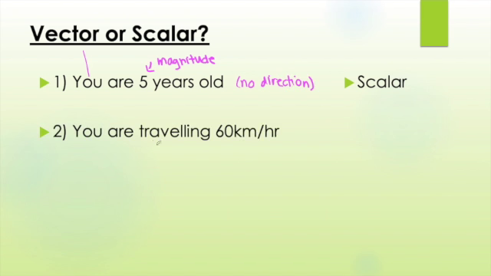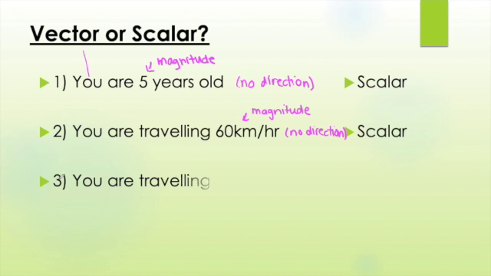What about you're traveling 60 kilometers an hour? Well, we have a magnitude again. But do we know which way we're traveling? Nope. So we have no direction. So again, it's going to have to be scalar.